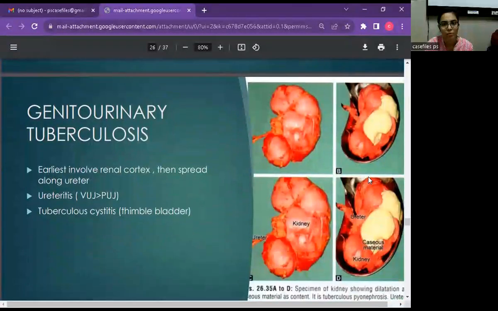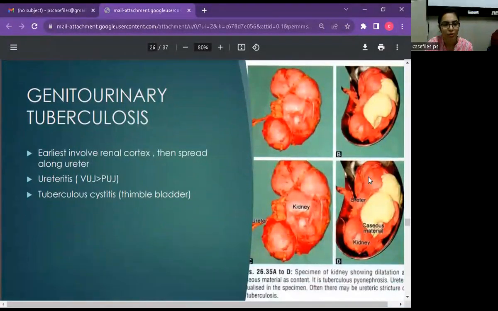The other system which can be involved in tuberculosis is genitourinary. Within the genitourinary system, the earliest involvement is most commonly the renal cortex. Then that spreads to the ureter, causing ureteritis, and in the ureter it is mostly the VUJ, then the pelviureteric junction involved. Tuberculosis can involve the bladder, and tuberculous cystitis is formed, and this fibrotic bladder is known as thimble bladder.